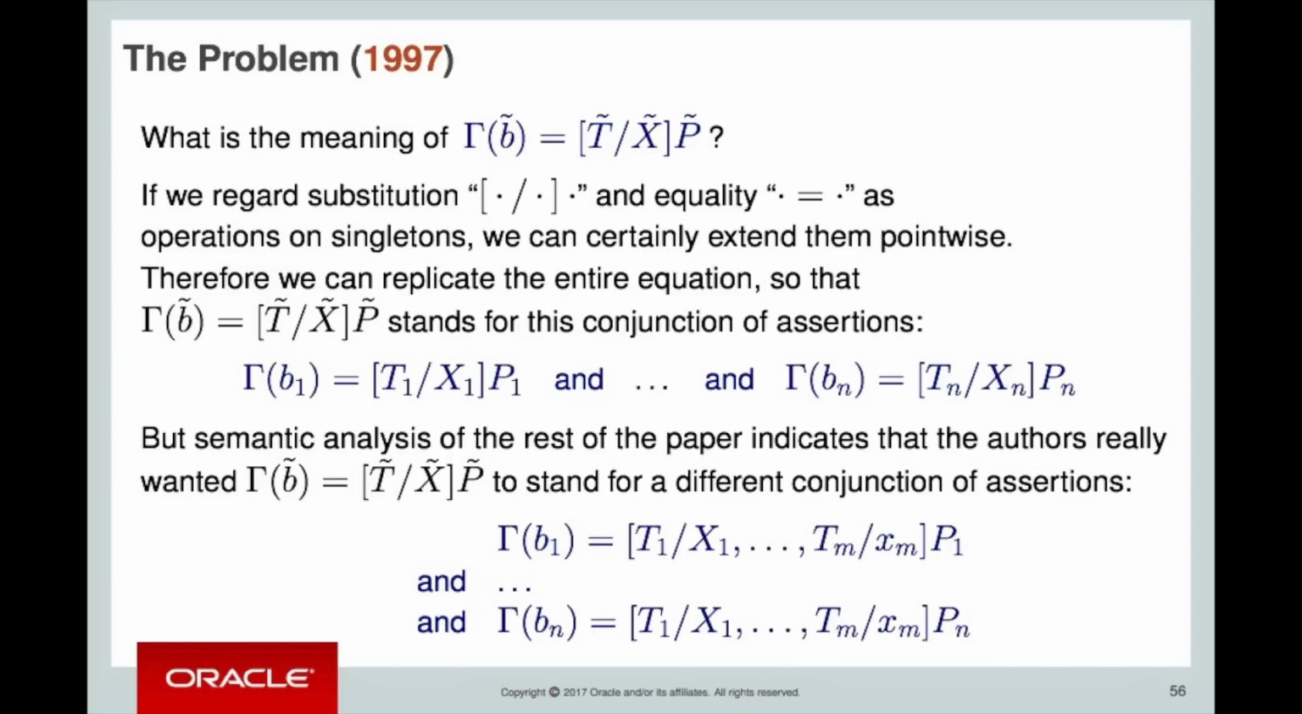Unfortunately, that's not what the authors intended. A careful semantic analysis of the rest of the paper indicates that the authors really wanted that equation to stand for a different conjunction of assertions shown at the bottom of the slide. And their idea was in the substitution, t and x have to be the same length, and completely independently, b and p have to be the same length. And they wanted to apply the same substitution to all the p's in order to get the gamma b's.